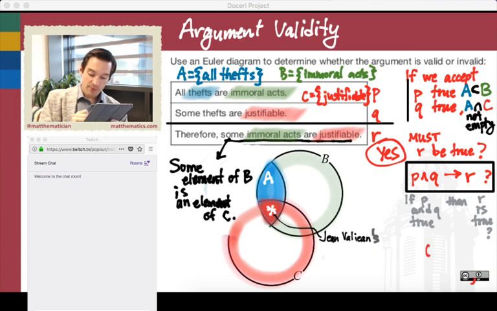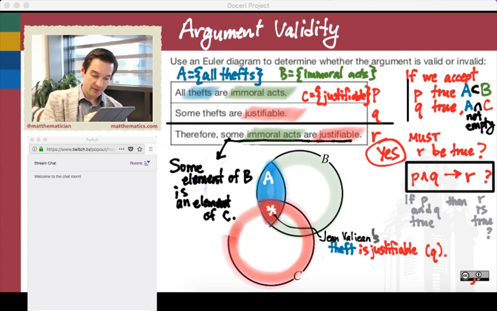So because we're accepting premise Q, Jean Valjean was our example of a justifiable theft. Right? Some thefts are justifiable. Let's just say that that's the example. So his theft is justifiable. Right? If we read literature in that way. But according to premise P, every theft is an immoral act. Because it was a theft, it is also an immoral act.